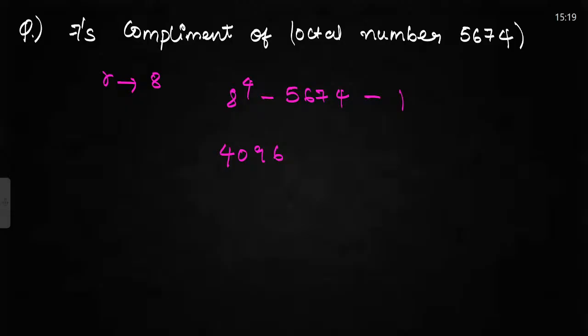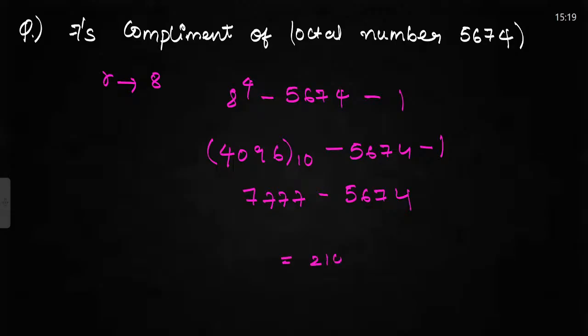4096 base 10 and 5674 minus 1. So if I am converting this one into octal, then I will get 7777 in octal, and now finding the 7's complement of 5674, that will give me 2103.